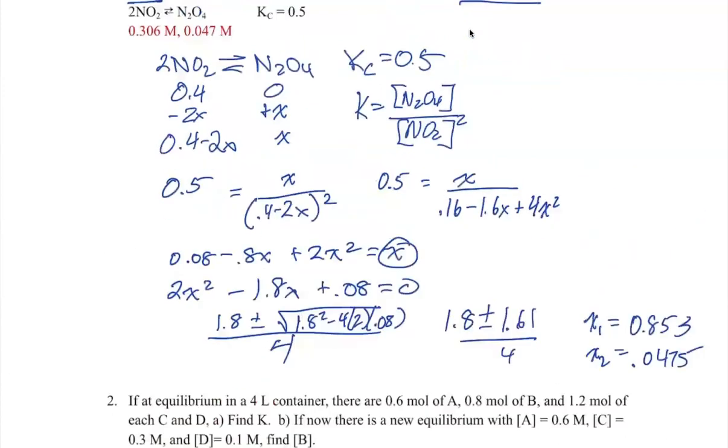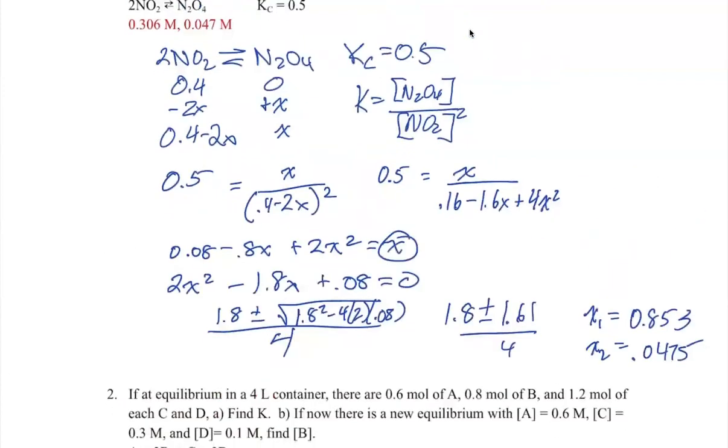So I'm going to look at these 2 numbers and see if I plug them back in for x in here and here, which one gives me positive concentrations for all things at equilibrium. I can reject 0.853 because 0.4 minus 2 times 0.853 is going to be negative. So this root is looking good.